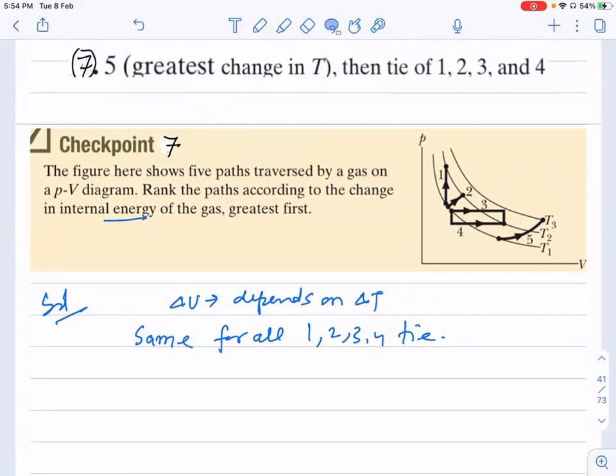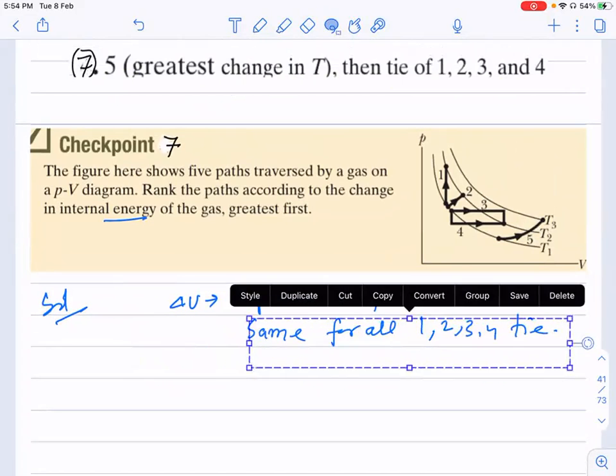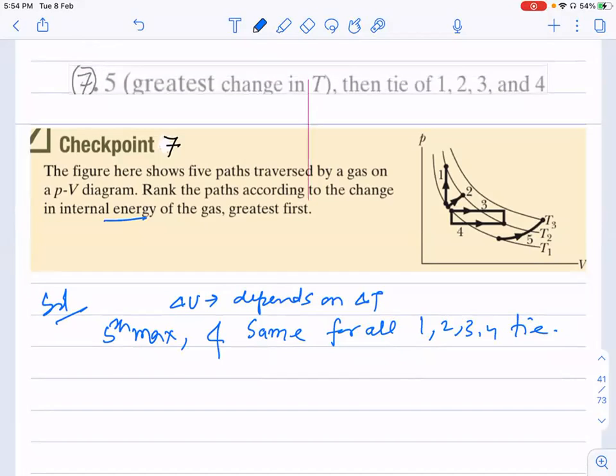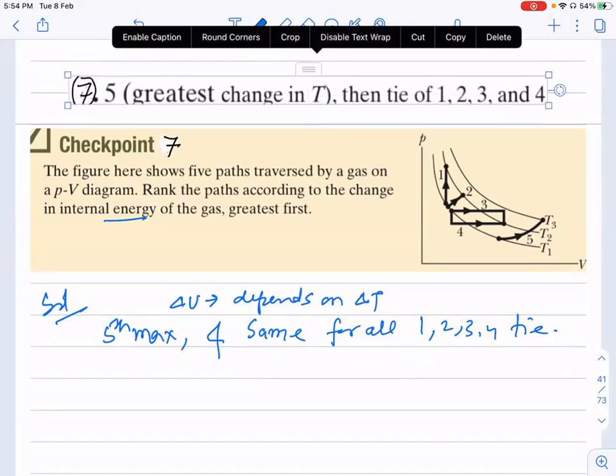ठीक है, तो यहाँ पे लिखेंगे fifth is the greatest, fifth is maximum, and same for all remaining. Fifth में maximum क्यों है? Because change of temperature is more.